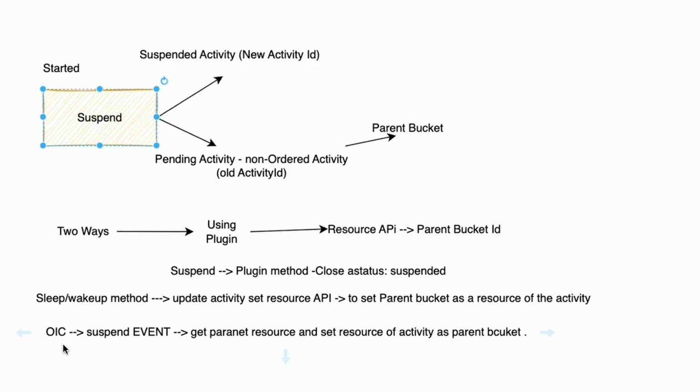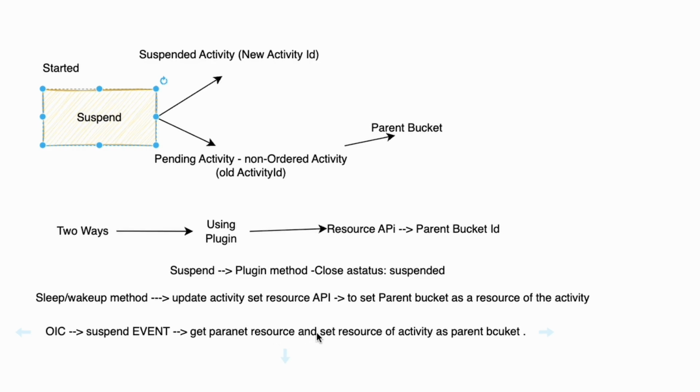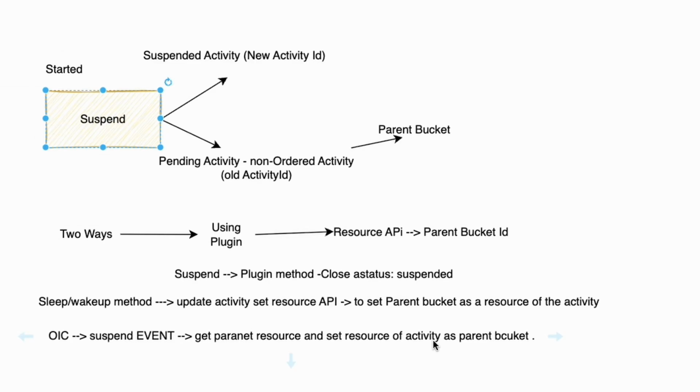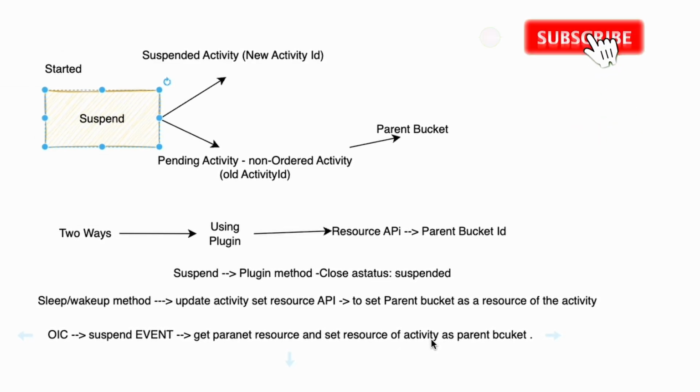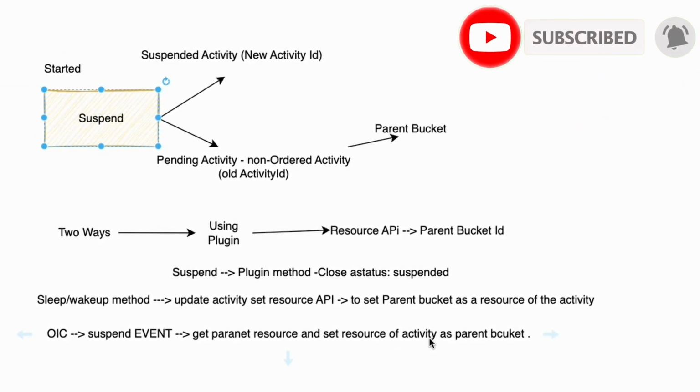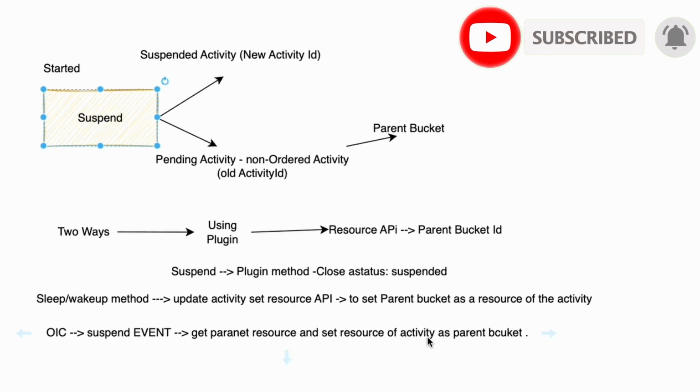Second is through OIC. In OIC, we can get the suspend event. Once the suspend event is received, we have to get the parent resource of the activity. Again, we have to find out the parent bucket. We have to get the resource of the activity, then find the parent bucket of the resource and set the resource of the activity to the parent bucket so that it will move to the parent bucket. So in this way, we can move the suspended activity, the pending one, to the parent bucket so that it will be assigned again.